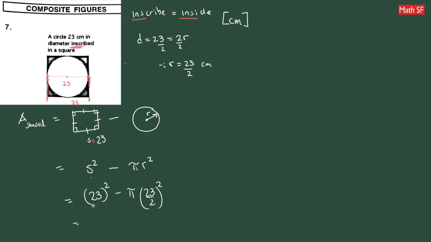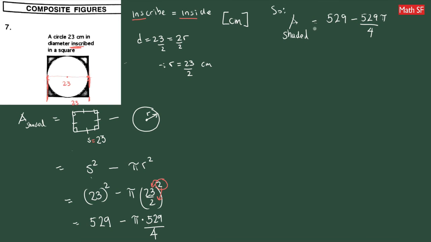23 squared is 529. So I'm going to write here 529 minus... I want you to be very careful here, because whenever you have this square, you have to distribute it for each of them. So I'm still going to have the pi there times 23 squared, which happens to be 529, over 2 squared, which is 4. So I'm going to have here over 4. Let me move all the way here. So we will have that the shaded area, A shaded, is equal to 529 minus 529 pi over 4.